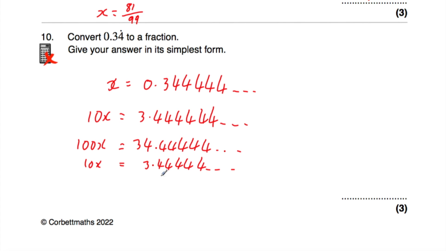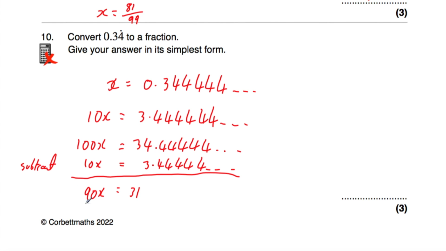Now we want to take these away from each other so that the recurring bit after the decimal point just becomes 0 or disappears. So if we subtract, 100x take away 10x, that would be 90x. And then on the right hand side we had 34.4444 and we're taking away 3.4444 and so on. That's just going to leave us with 31. So we've got 90x is equal to 31.